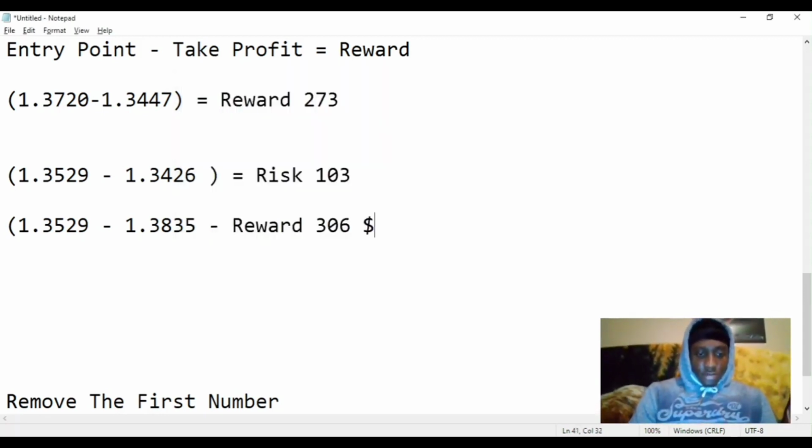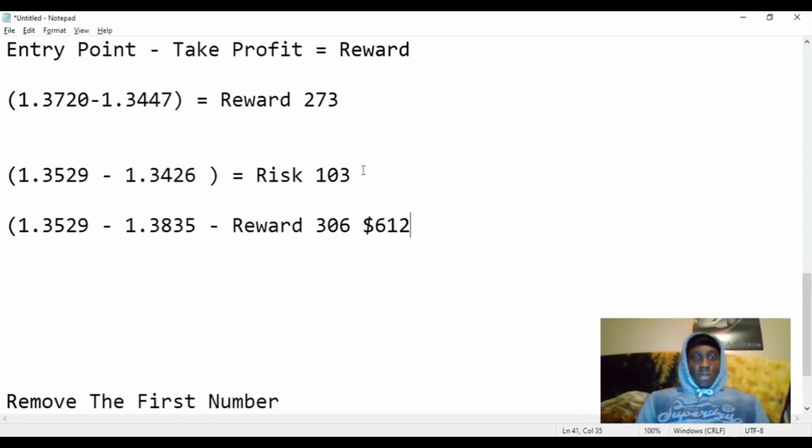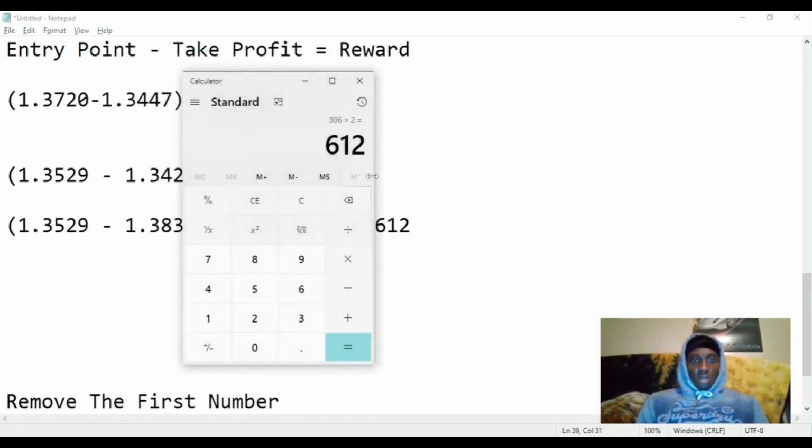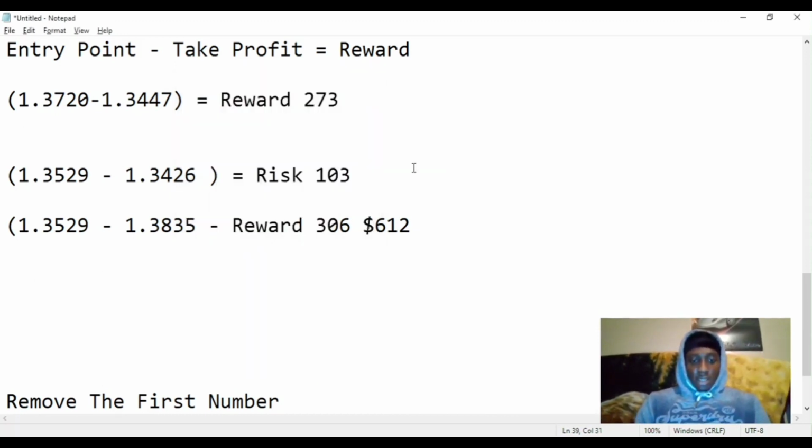$612. We're risking, what would that be? 103 times 2. 206. See how this works? This is for a 0.20 lot.